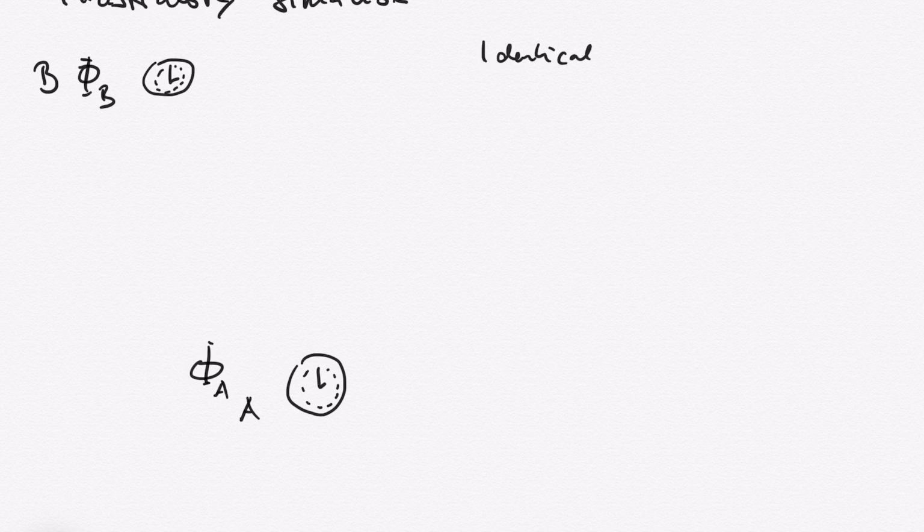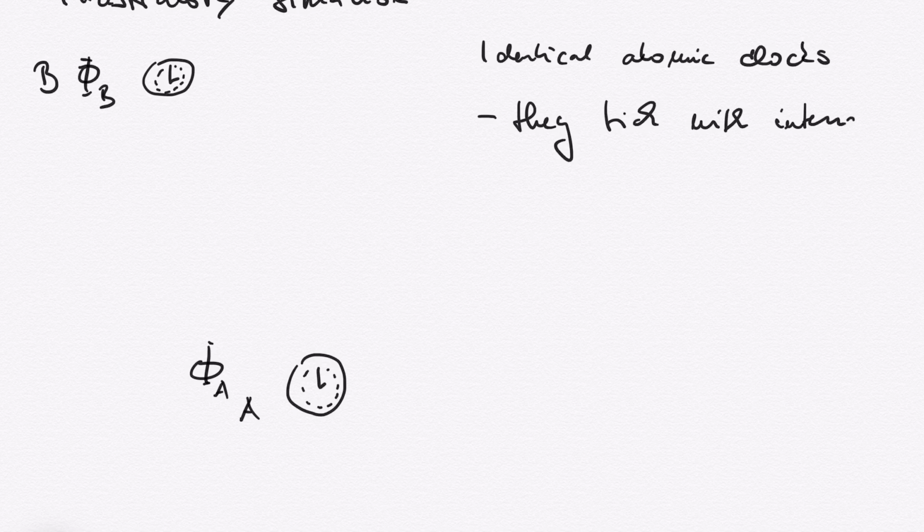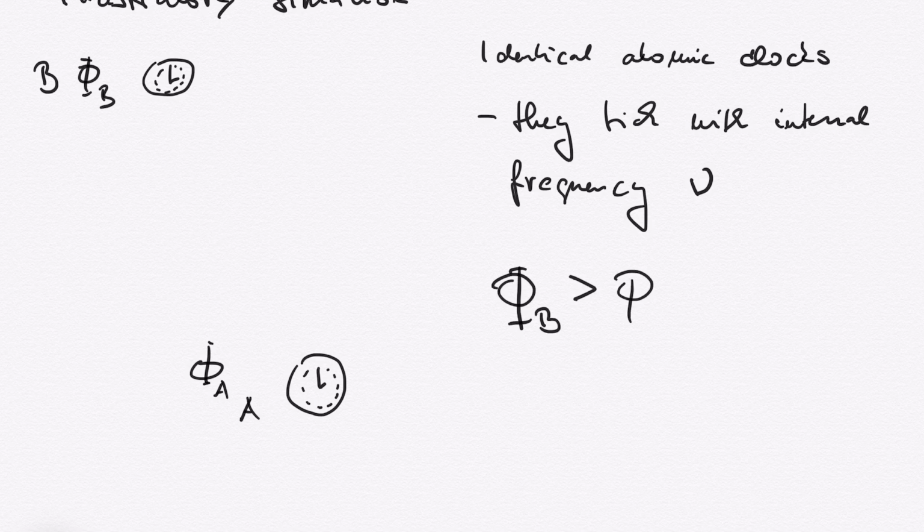To illustrate that, let's draw a situation with two clocks: clock A at the gravitational potential phi A, and clock B at the gravitational potential phi B. They're identical atomic clocks, so the processes going on in both of them are completely identical. They tick with exactly the same internal frequency because they are equal processes. But phi B is higher than phi A.